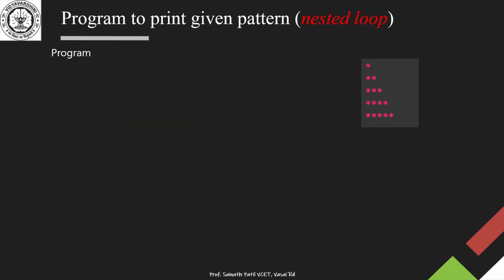Now let's write the same program, only the pattern will change. Now here the pattern is printing stars: 1 star on the first row, 2 stars on the second row, 3 stars on the third row, so forth and so on. So it is similar to the previous program, only a small modification. Let me tell you.